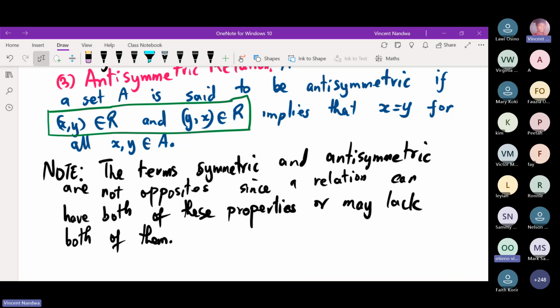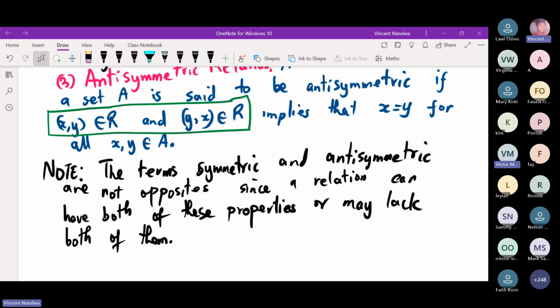That's simply to say that when a relation is symmetric, it doesn't mean that it can't be antisymmetric. And when it is not symmetric, it does not mean that it must be antisymmetric. So they are totally different. Sometimes even the two conditions can be satisfied for the same relation, and sometimes the same relation can actually lack both properties.